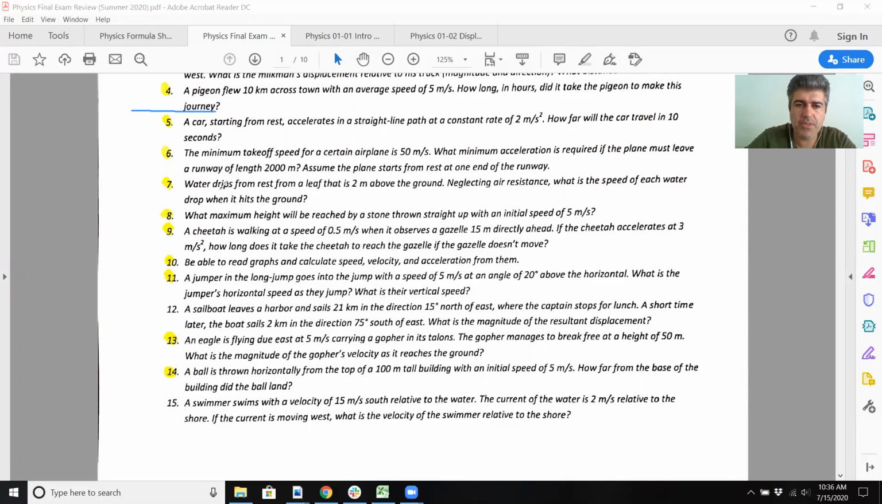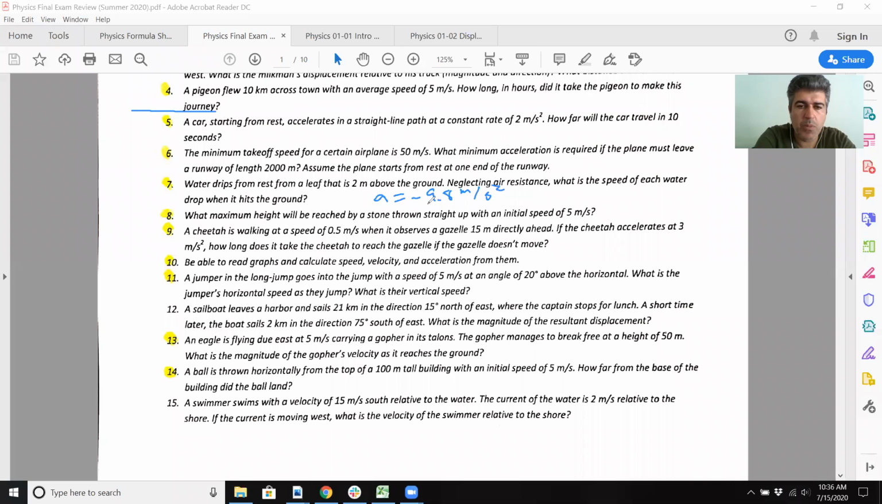Number 7: water drips from rest from a leaf that is 2 meters above the ground. What is the speed of each water drop when it hits the ground? Remember, if it's dropping to the ground, your acceleration is going to be 9.8. Actually, we'll probably say it's negative 9.8 because it's pointing downwards, assuming it starts from rest. Again, we don't care about time, so you can use the same formula we did for 6. That will help you get the velocity for that one.